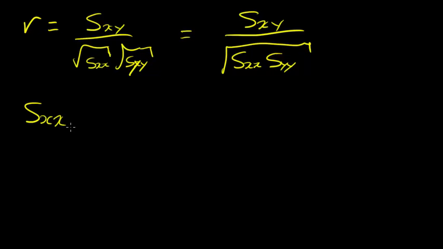So Sxx, well, that is just the top half of your standard deviation. Because if you remember, your standard deviation was Sxx divided by n, square rooted. Sorry, that's root mean square deviation. If you want the standard deviation as you know it, it is Sxx over n minus 1.